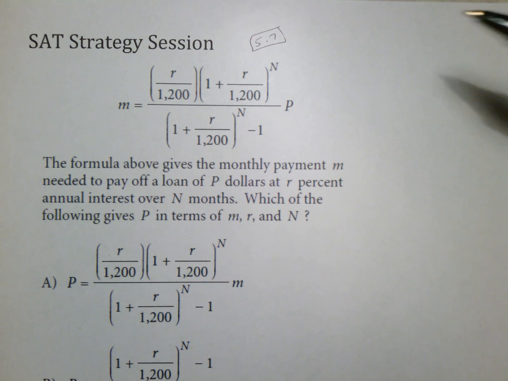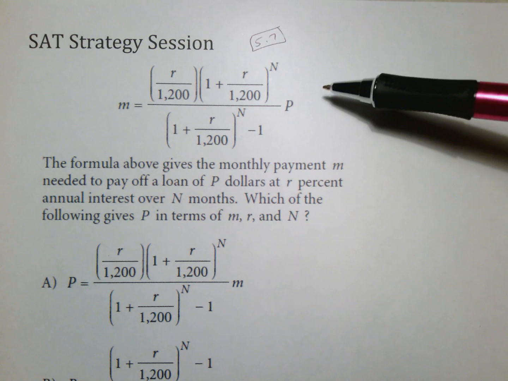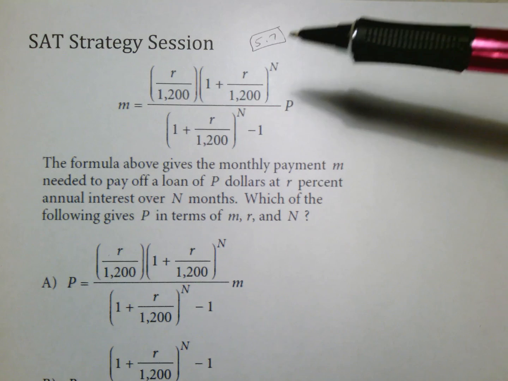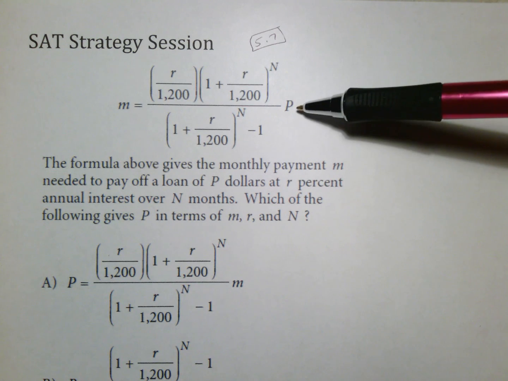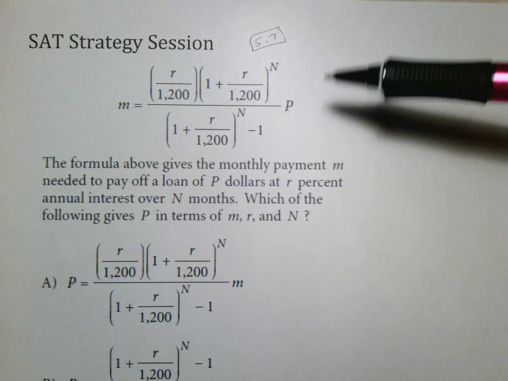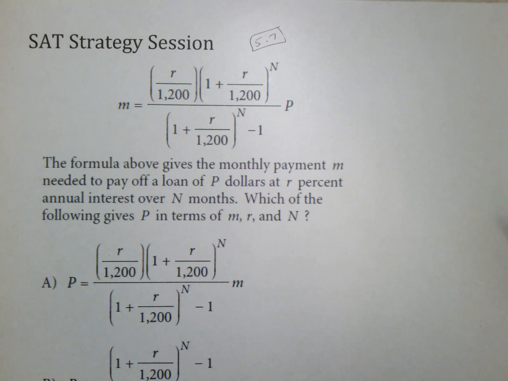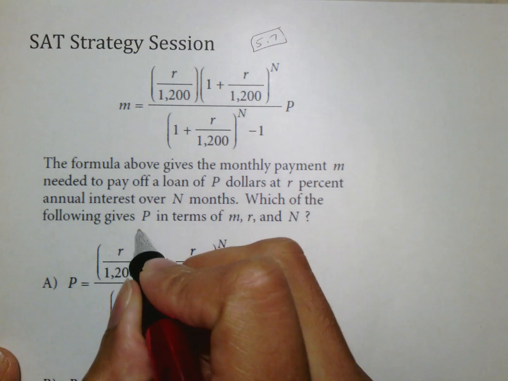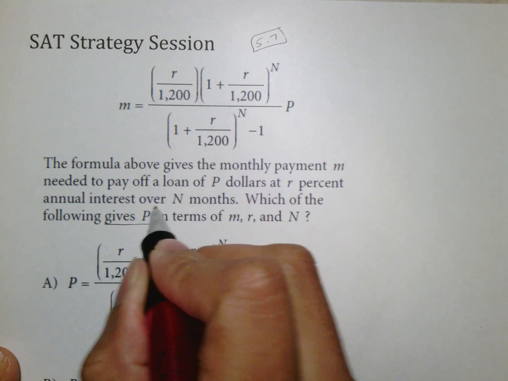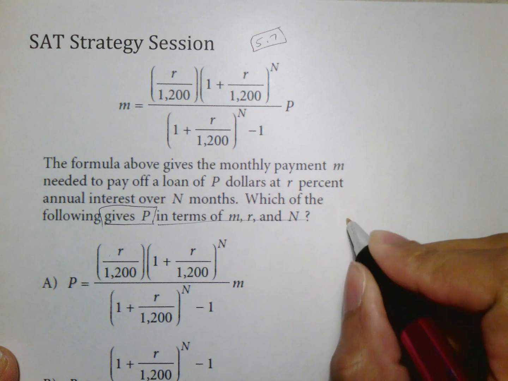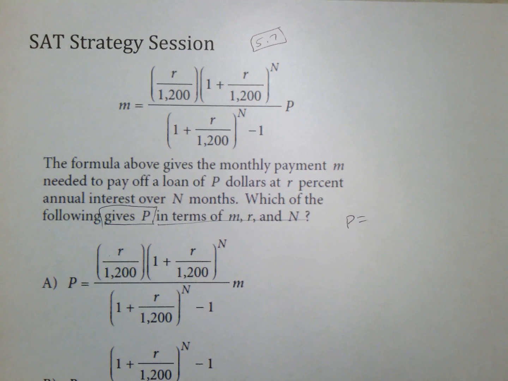It's just real quick. It talks about the formula above giving the monthly payment M, needed to pay off a loan P dollars at R% annual interest over N months, so we see a bunch of R's, and we also see a bunch of N's. It says, which of the following gives P in terms of M, R, and N. Whenever they want you to give P in terms of everything else, it means it wants you to end off with the answer of P equals.